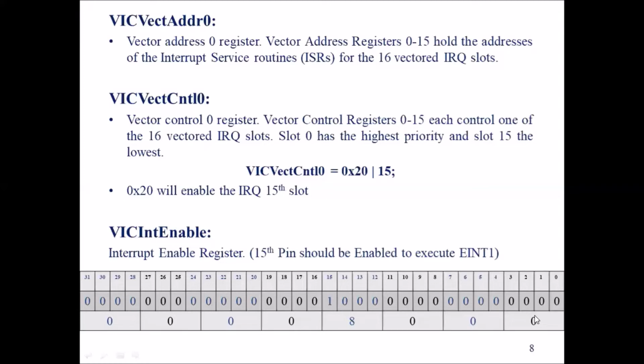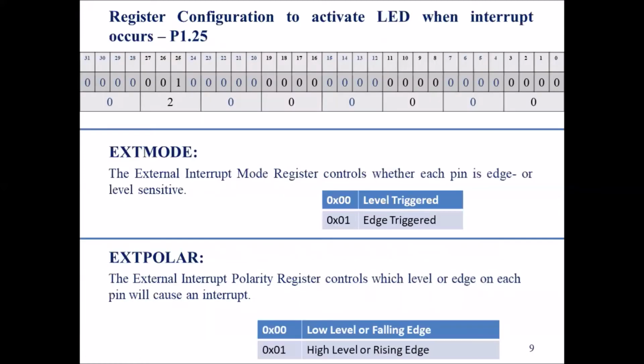So this is what the vector interrupt controller interrupt enable means. Next, we have another concept, a register configuration to activate the LED when an interrupt occurs. Basically, when the interrupt occurs, the LED will glow. After servicing the interrupt, the LED will turn off. This happens through a push button mechanism.